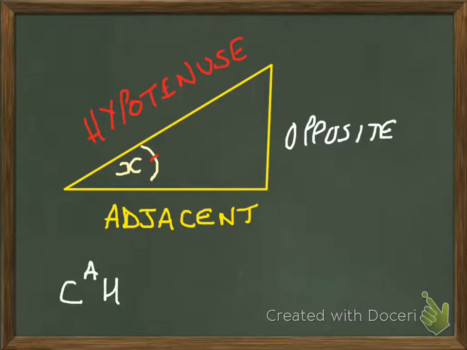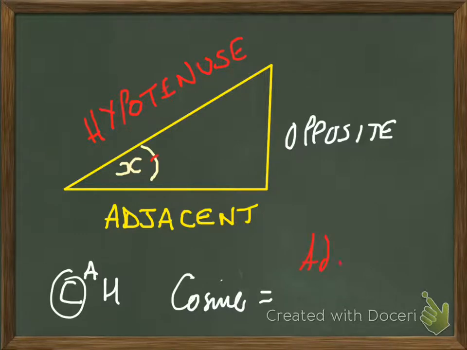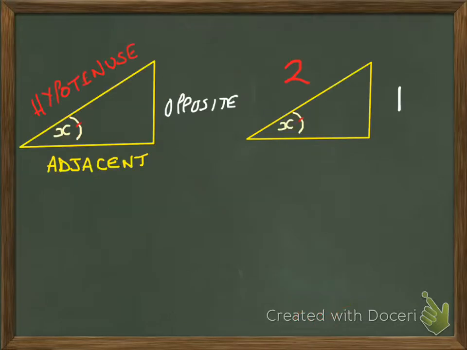Decoding the CAH bit of SOH CAH TOA, it is the cosine equals, so that's the C, the cosine equals the adjacent, which is the A bit, and again the way I've written it, over, because it's higher than the H, over the hypotenuse. So it's an easy decode. And you can do the tangent TOA in a similar way.